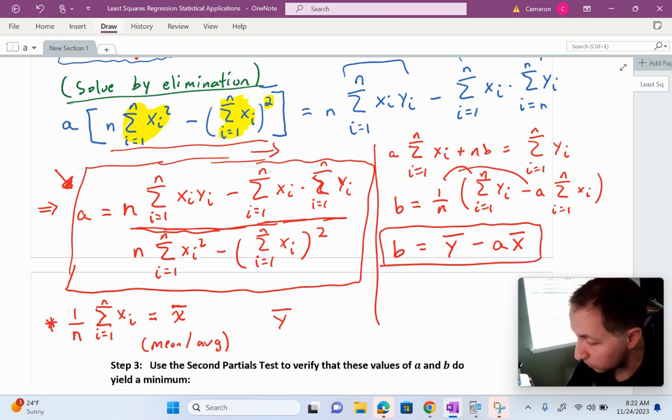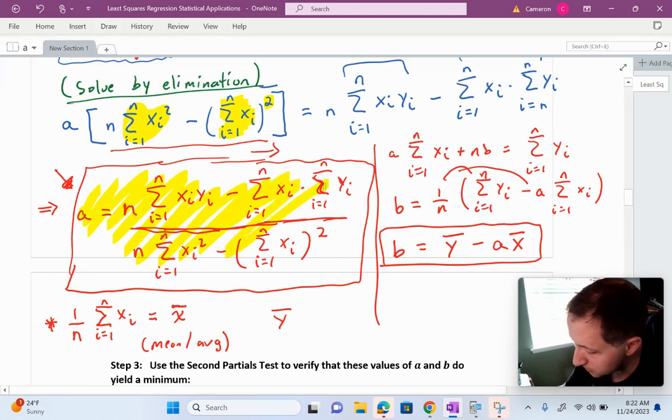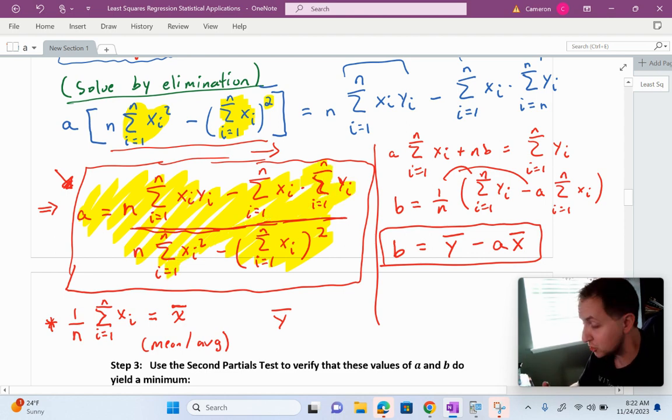And so here we go. This is kind of the punchline. Here's my best estimate for the slope. And again, it looks more complicated than it actually is because we're writing it in general, right? And this is my estimate for the y-intercept, which looks quite a bit simpler.